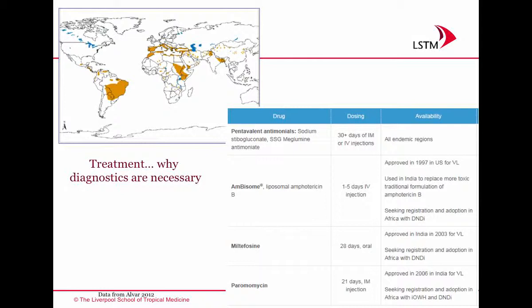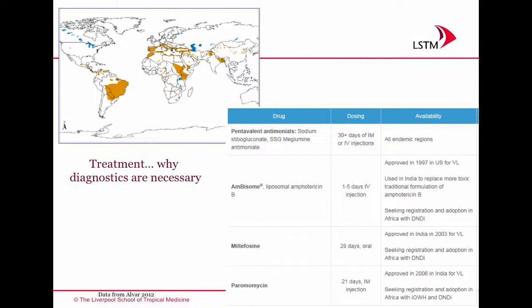DNDi, the Drugs for Neglected Diseases Initiative, have a huge program of developing new drugs for leishmaniasis and other diseases of poverty, for example, trypanosomiasis. And they have come up with some better examples: AmBisome, miltefosine, paromomycin.